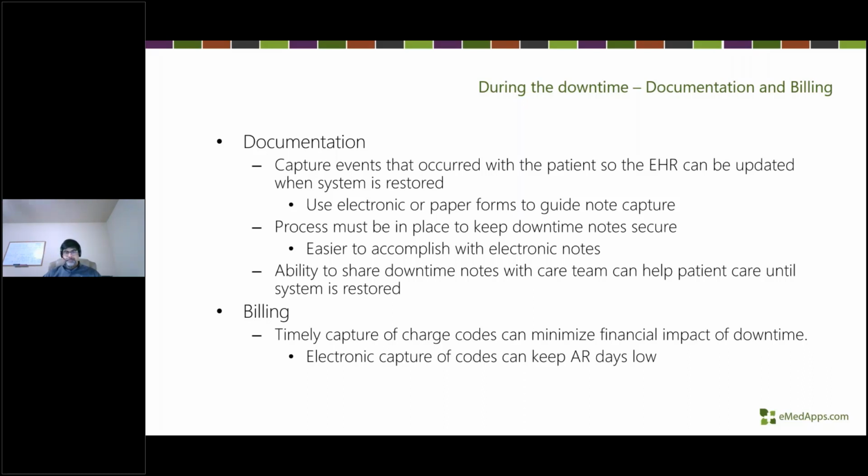And then on the billing side, this really looks at the financial impact of a downtime, right? So if I'm able to capture charge codes during the downtime, I can certainly minimize the financial impact of that downtime if I'm not trying to chase those charges days or even weeks later after the events occurred. I can certainly assist in keeping my accounts receivable days low by those charges going through the normal process once connectivity is restored and my EHR is back online.